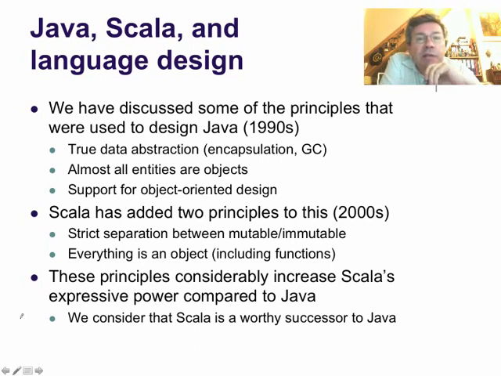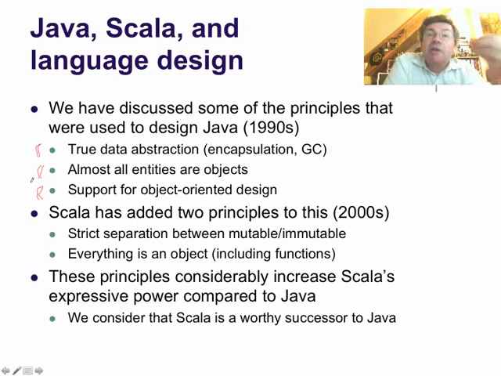So we've discussed some of the principles that were used to design Java, which was designed in the early 1990s. For example, true data abstraction, encapsulation, where the internal representation of data cannot be accessed, allowing for garbage collection. Also, in Java, almost all entities are objects. Not all entities, it's not completely orthogonal. Also, the Java language has support for object-oriented design in the type system, for example, which is built for the substitution principle, and in polymorphism, for example.